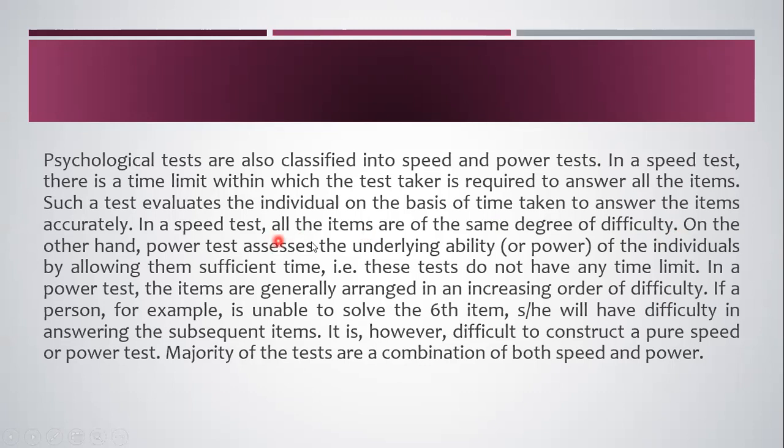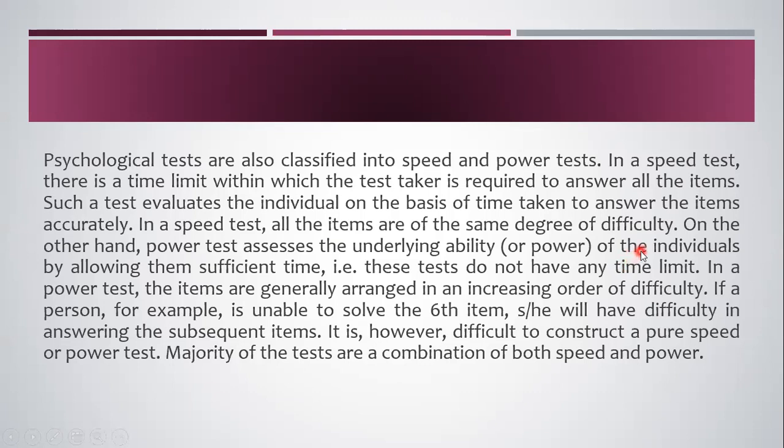On the other hand, a power test assesses the underlying ability or power of the individuals by allowing them sufficient time. That is, these tests do not have any time limit. Speed tests have a time limit, power tests have no time limit. In a speed test, we look at how much you are processing, while the power test is about the ability and establishing something. Yes, we studied this.